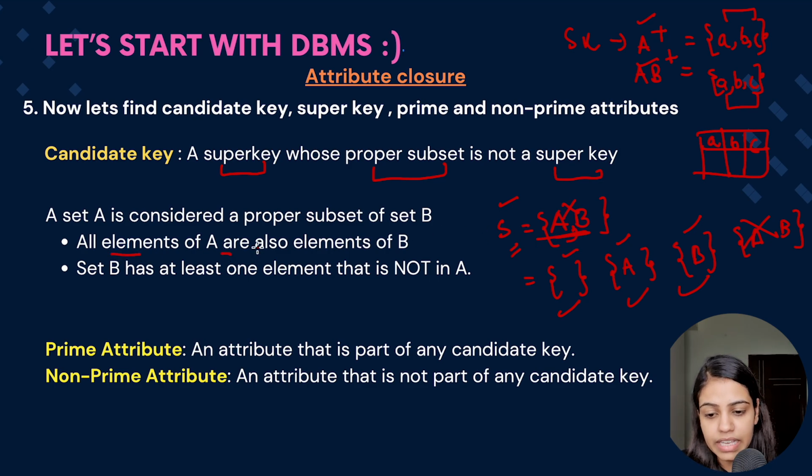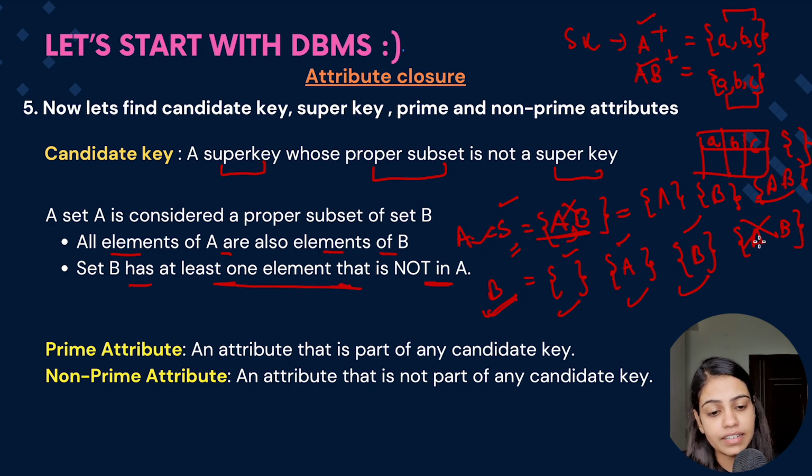So all the elements of, consider that this is a set A, are also the elements of set B, and set B has at least one element that is not in A. If we take the subsets of this, it would be A, B, AB and phi. So at least AB is one set which is not there in B. So we can say that B is a proper subset of set A because it has elements of set A, but there is at least one element that is there in set A but not in set B. So this is called a proper subset.